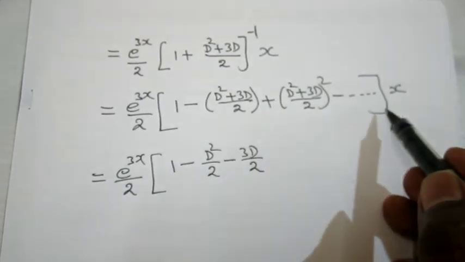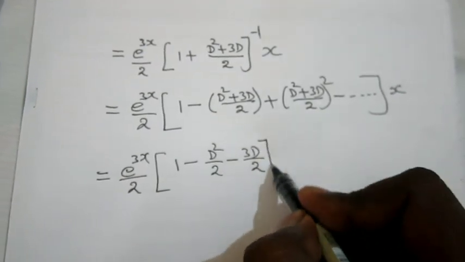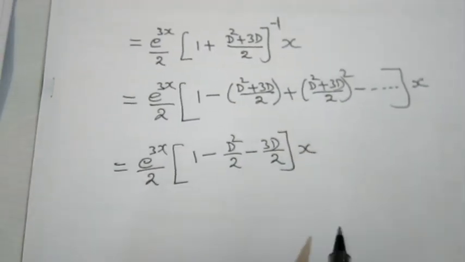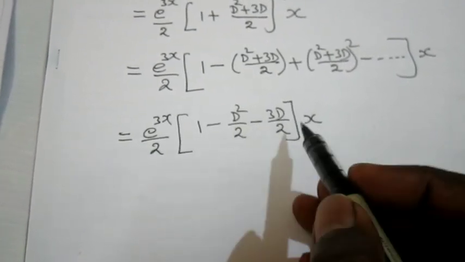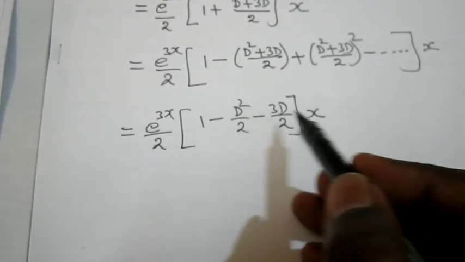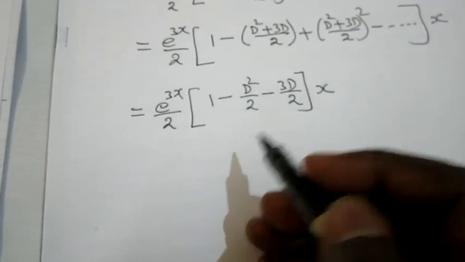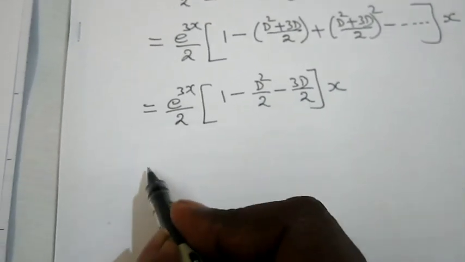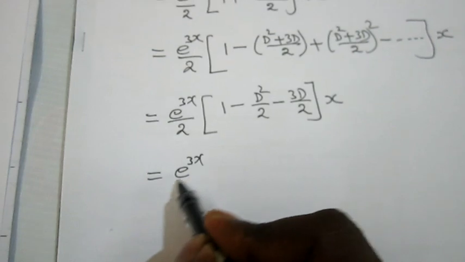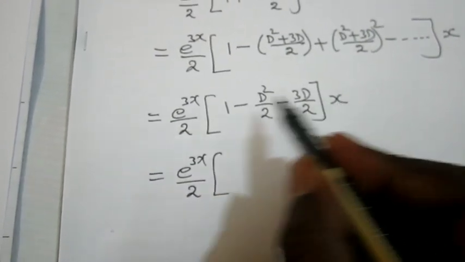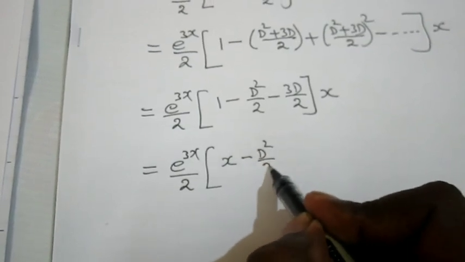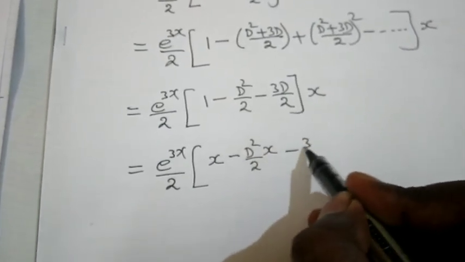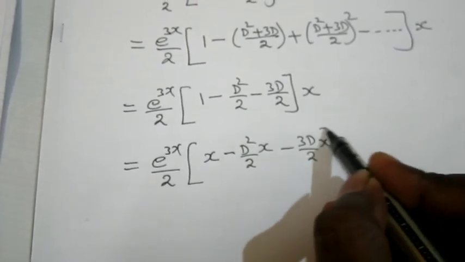Then here, higher powers all we can eliminate into x. And this is also we can eliminate, because d² into x is 0, because 2 times differential with respect to x is 0. So this is also we can eliminate, or we can keep inside. For example, e^(3x/2) into multiply x inside: 1 into x minus d²/2 into x minus 3d/2 into x.